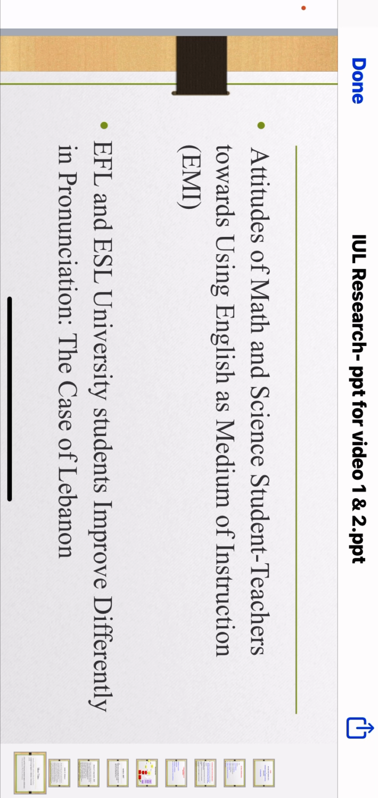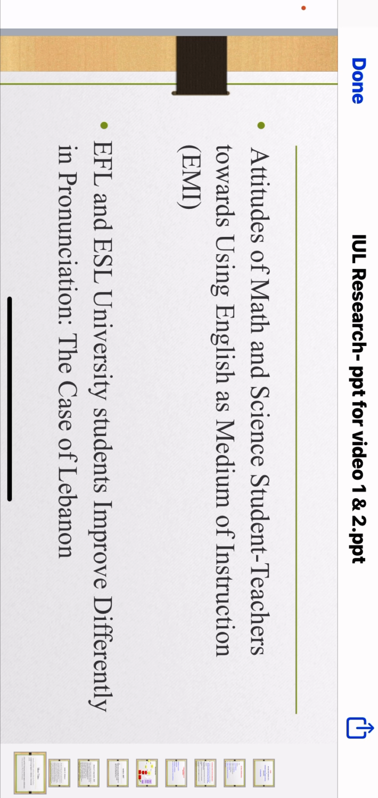So we have two types of students, EFL students, basically those who learn Arabic then English, and ESL students. EFL are those who are French educated, they learned Arabic, French, then English, and ESL, these are those who learned English after Arabic, the native language. University students, so we have two groups of students, EFL students, ESL students at university, and improve differently in pronunciation. This is the result. We are showing in this study that French educated and English educated students improve differently in pronunciation. So we didn't have similar results as far as pronunciation.